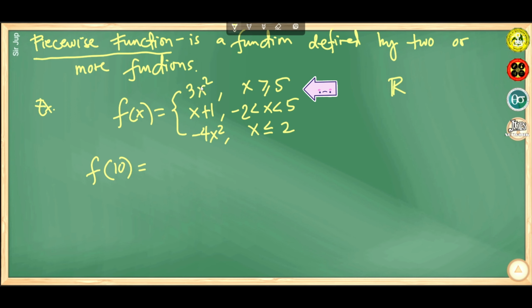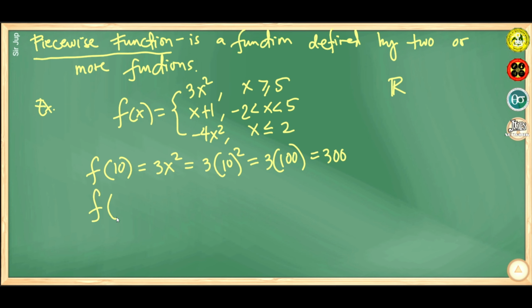So f of 10 is 3x squared when x is equal to 10. So we have 3 times 10 squared. This is equal to 3 times 100, or we have 300. So what about if we want to evaluate f of negative 5?